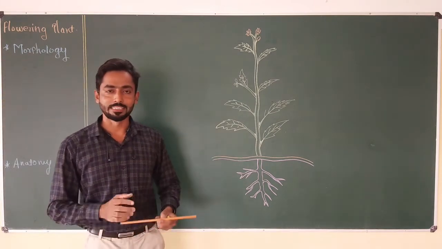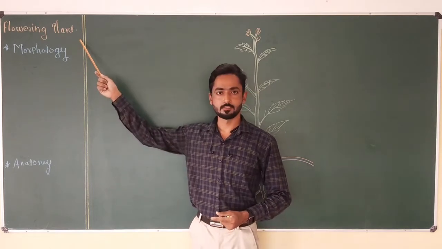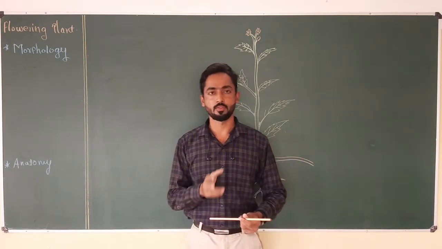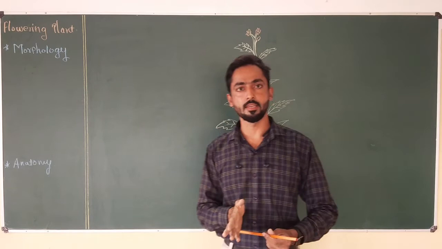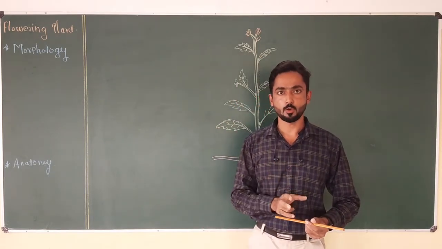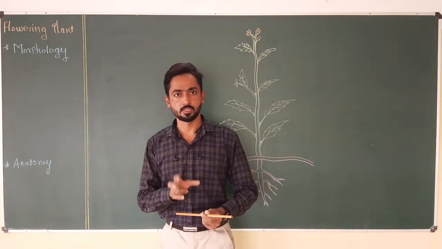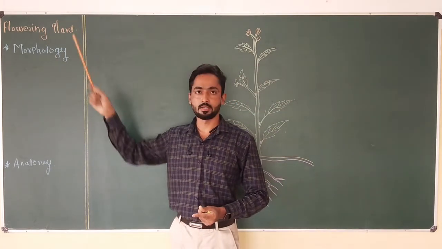Hello friends, in this series of videos, we are going to talk about flowering plants. We know that kingdom Plantae has 5 important divisions: algae, bryophyta, pteridophyta, gymnosperm and angiosperm, out of which the most advanced division is angiospermic plants, which are nothing but the flowering plants.